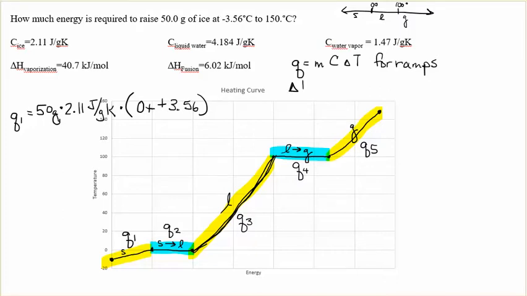You use delta H for plateaus, and that is stoichiometry. So here we're undergoing the phase change from solid to liquid. Solid to liquid is going to use the delta H of fusion. If you look at the units for the delta H of fusion, it's in kilojoules per mole. You cannot use Q equals MC delta T. You can't use Q equals MC delta T because the delta T would be 0.